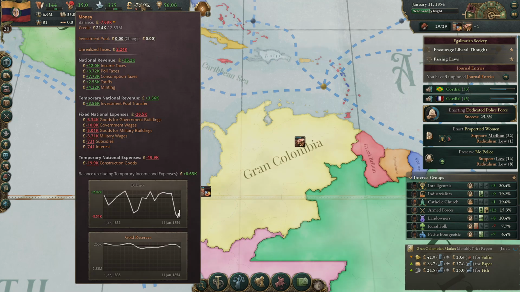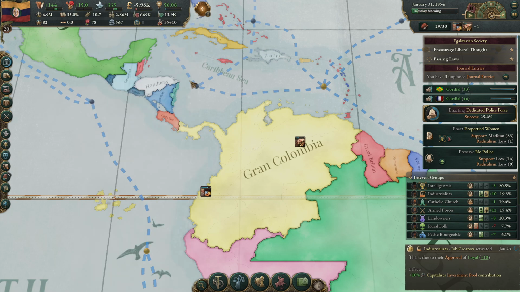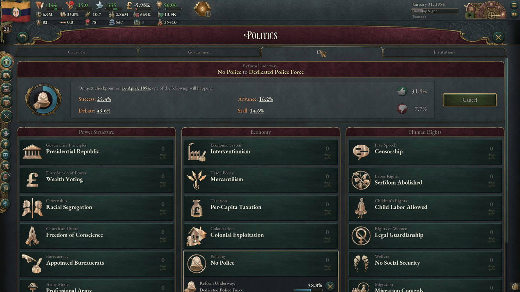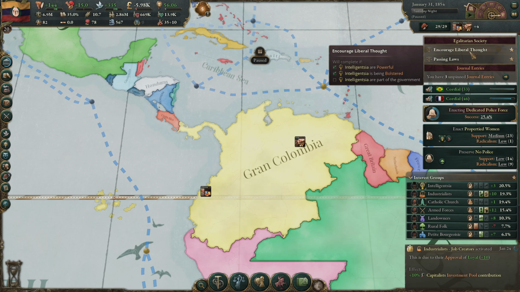Right. Still losing money, of course. Government wages. Paying a lot of people a lot of wages. I can actually increase my education institution. I think I'm gonna go to level 3. It's just very important education. But it makes the church so strong, and they are already very strong. That will make it harder to get rid of them, the Catholic Church.